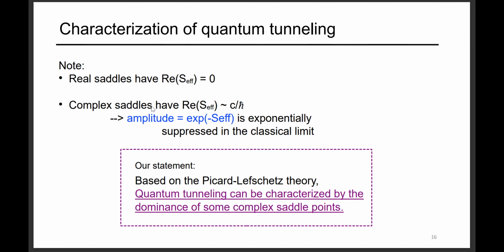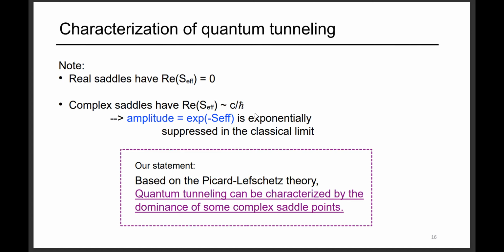But the complex saddle is away from the real axis, so it will gain some positive number, and that is proportional to 1 over h bar. The amplitude is exponential of minus S, so it is exponentially suppressed in the classical limit.